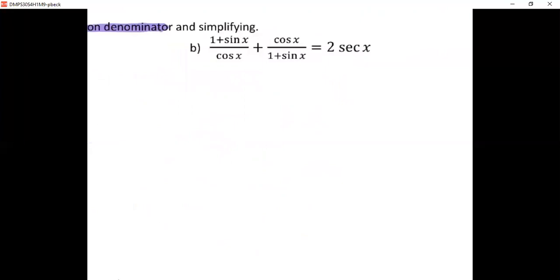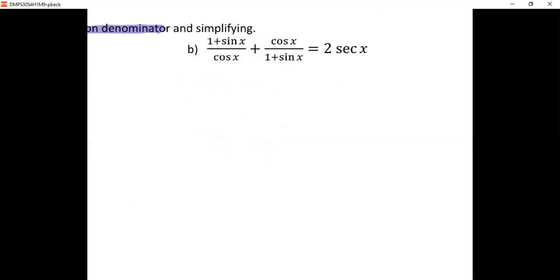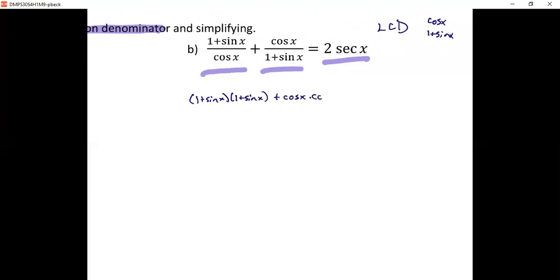Well, take a look at this expression. And one more time, I see that I have 1 term, 2 terms, which simplify into 1 term. That's my clue to find an LCD and join these together into one big happy expression. So the happy expression should have the LCD of cosine of x and 1 plus sine of x. So that's what we do. We're going to multiply 1 plus sine of x times 1 plus sine of x, plus cosine of x times cosine of x, over the common denominator of cosine of x times 1 plus sine of x.